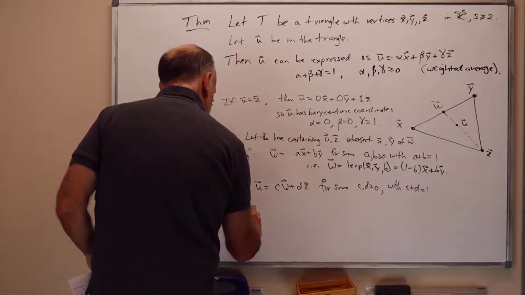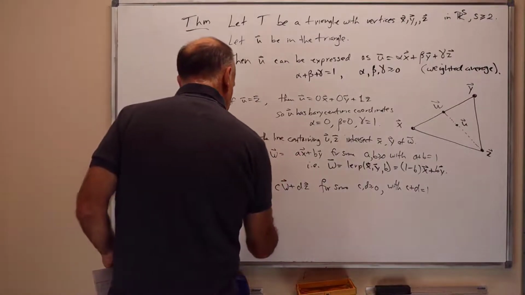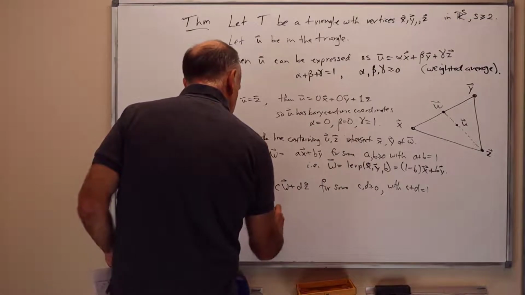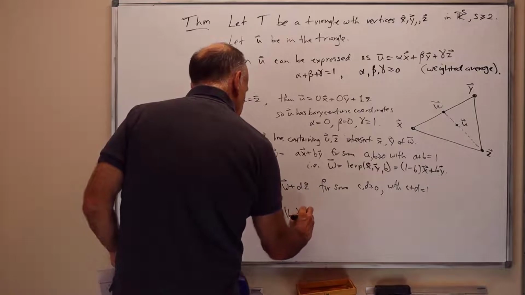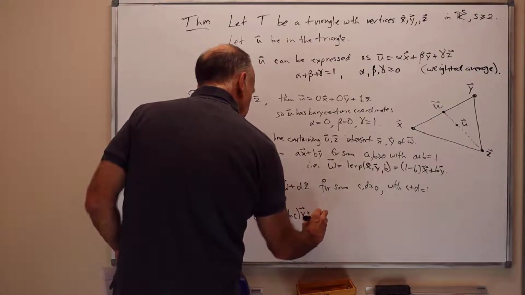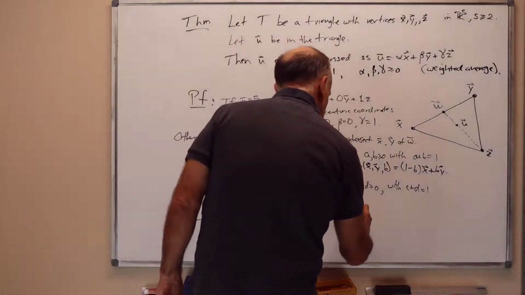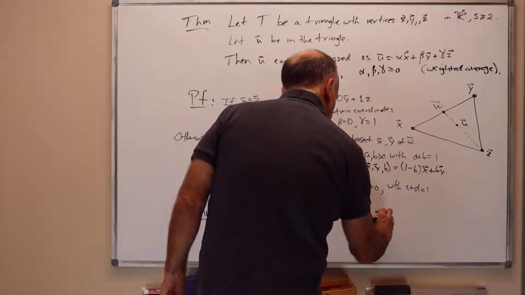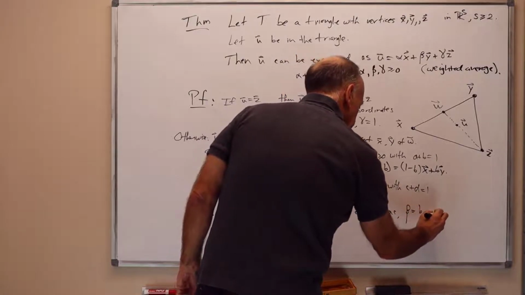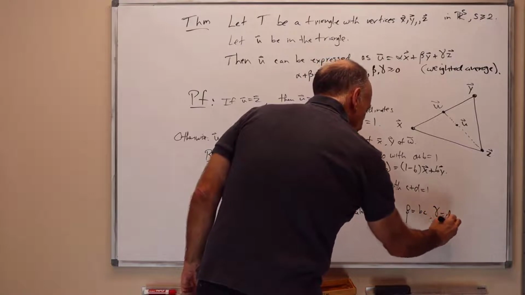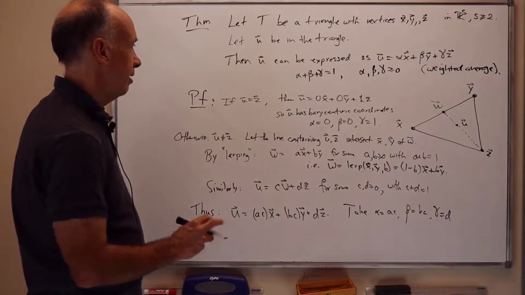Okay, it follows from this that U is, we just substitute in the formula for W here, it's AC times X plus BC times Y plus D times Z. So we take alpha equal AC, beta equals BC, gamma equals D. These are the barycentric coordinates for U as desired.